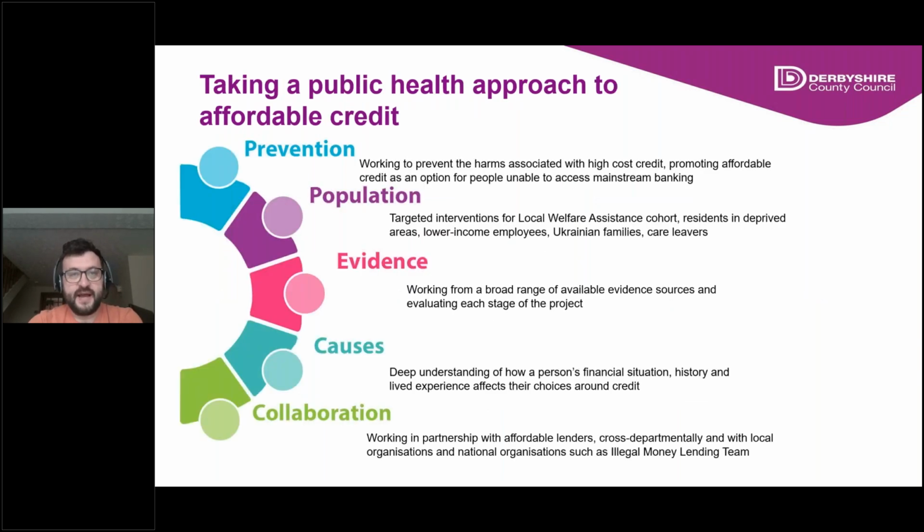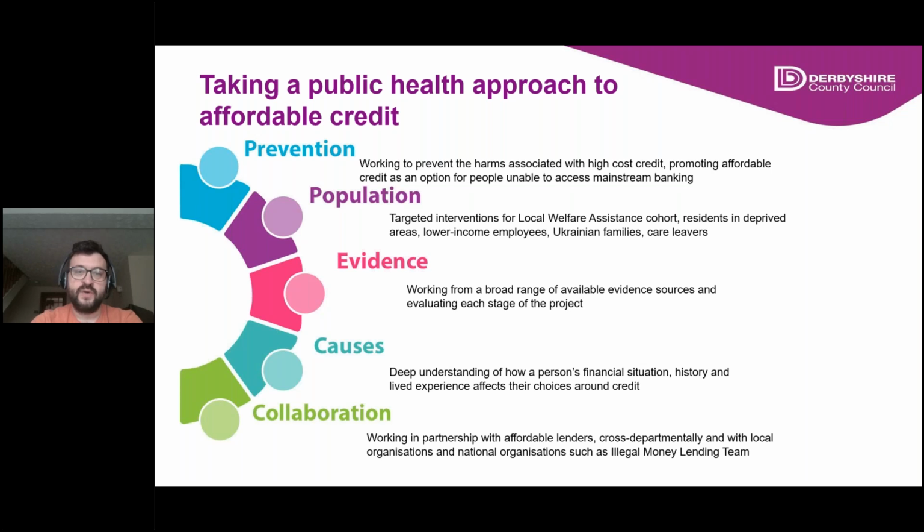When we look at the approach to the project, we look at taking a public health approach, and that covers 5 key areas: prevention, population, evidence, causes, and collaboration. And I feel at the moment we are hitting all 5 of those subjects in regards to the approach we're taking. We aim to prevent against the harms associated with high cost credit, and we promote affordable credit as an option for people who are unable to access mainstream banking. We look at our population, we look at people who will access our local welfare provision, which again we call the Derbyshire Discretionary Fund.